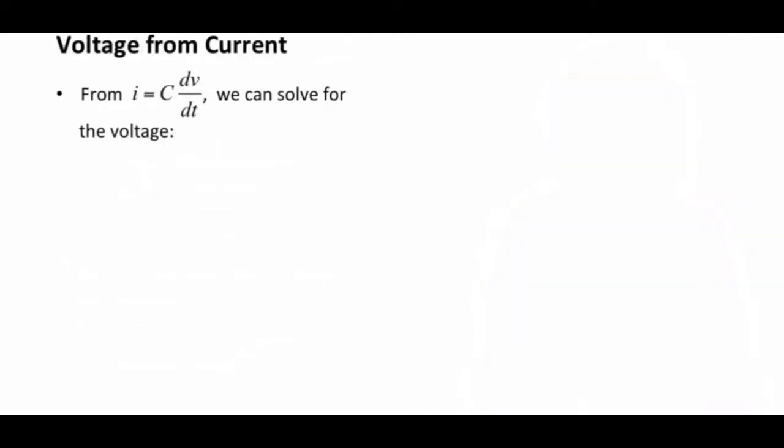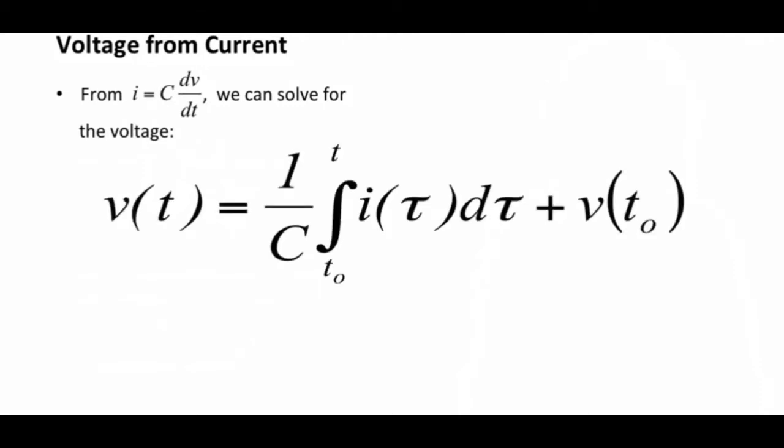Alternatively, we can get voltage from current. We have this relationship, I equals C dV/dt, but if we integrate both sides and then solve for the voltage, we get this expression. Now there's a few things that are important to note in this expression. First of all, don't forget to divide by the C in front of the integral.